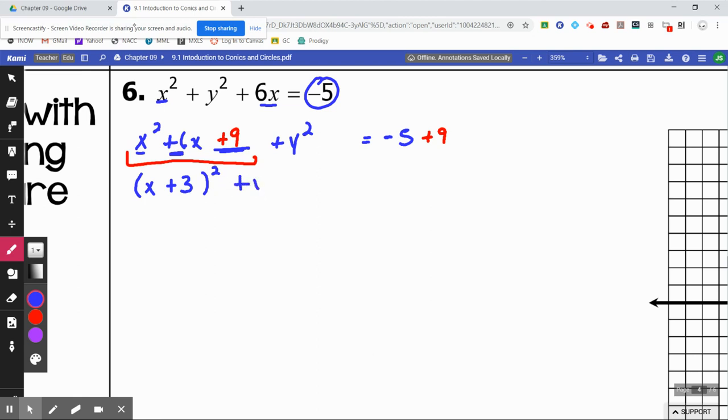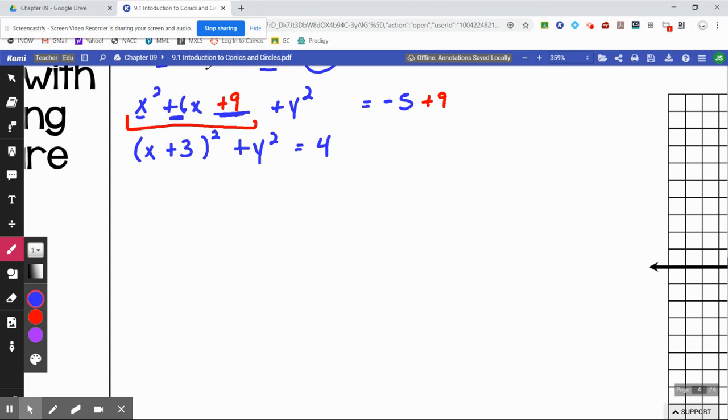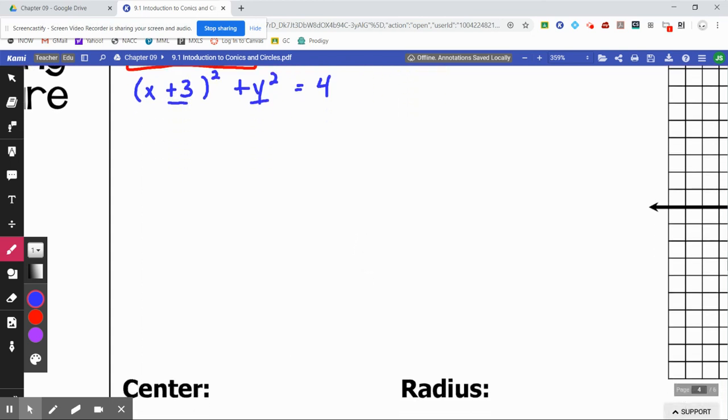The plus y squared had no friends, so therefore there was nothing to group with it. Negative 5 plus 9 on the other side is equal to 4, and now we have it in the form we want it in. This shifted your circle left 3 and up or down 0, so therefore the center is at negative 3, 0. Here's the r squared, so therefore the radius would be 2.